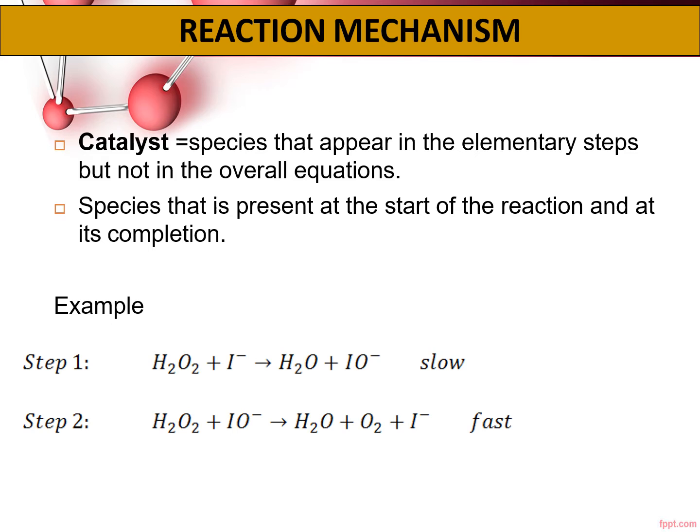A catalyst normally is a species that appears in the elementary steps but not in the overall equation. This species is present at the start of the reaction and at its completion. Now we give you an example: step 1 and step 2. Step 1 is mentioned as slow, and step 2 is fast. So how do we write the rate law?